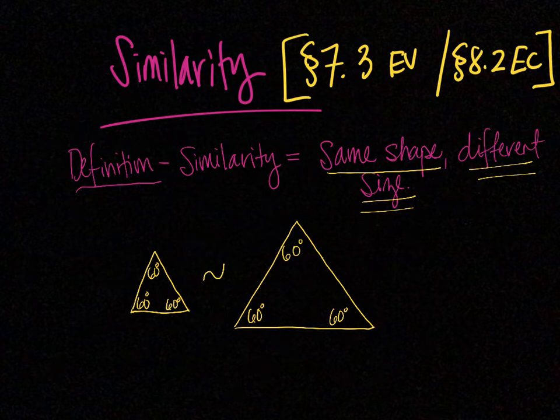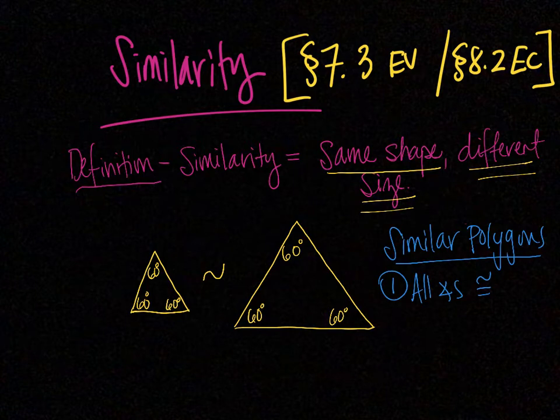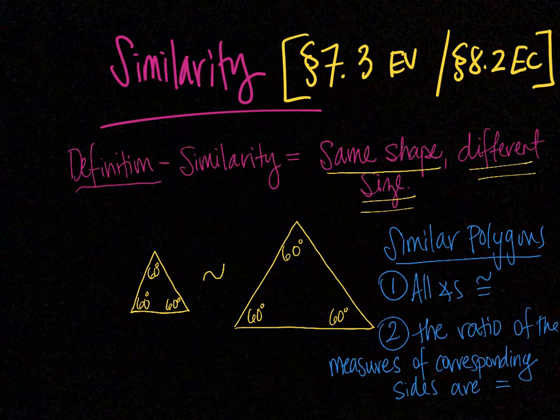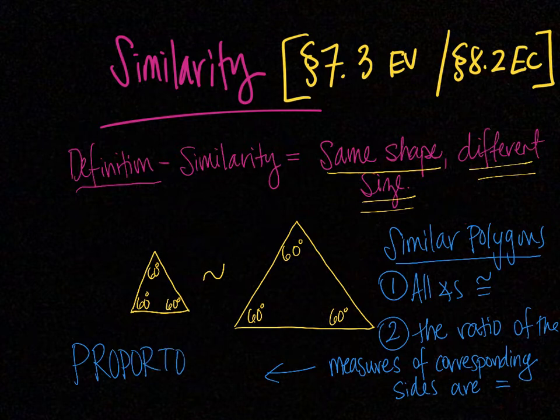Similarity in polygons occurs when all the angles are congruent and the ratio of the measures of the corresponding sides are equal. So all of the angles are the exact same measure, all angles are congruent, and the ratio of the measures of corresponding sides are equal. That essentially means that the sides are proportional. We talked about that in our last class: ratios that are equal are proportional.